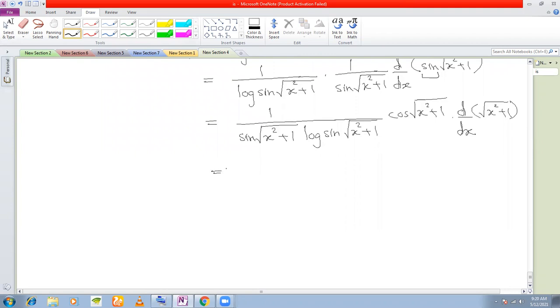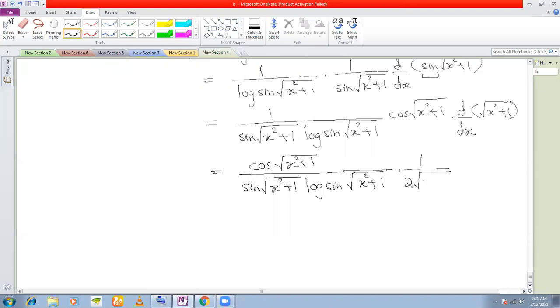Next, cos root x square plus 1 divided by sine root x square plus 1 log sine root x square plus 1. d/dx of root x square plus 1 is, first you differentiate the radical to get 1 by 2 root x square plus 1, and then you differentiate what is within the radical, which is x square plus 1.